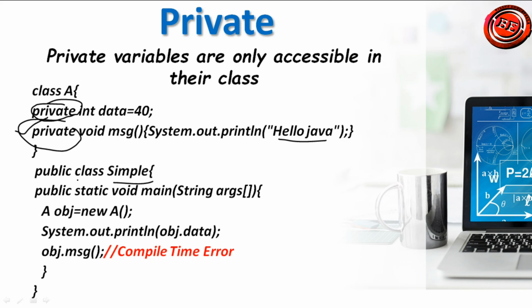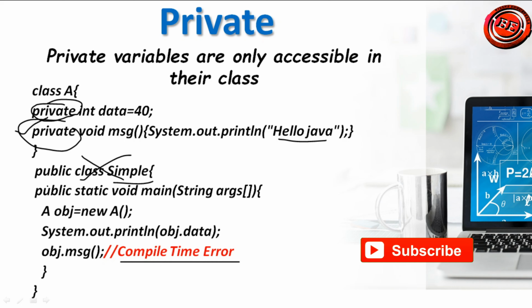When we declare another class in a particular package, it will generate a compile time error, because private variables are only accessible in that particular class. If I take off this class and type the main method here, it will generate the output; otherwise it will generate a compile time error, because here we have considered another class. If there is only a single class in that particular package, then it doesn't generate any error and gives the output directly. I hope you understood. If you have any doubts, comment below.